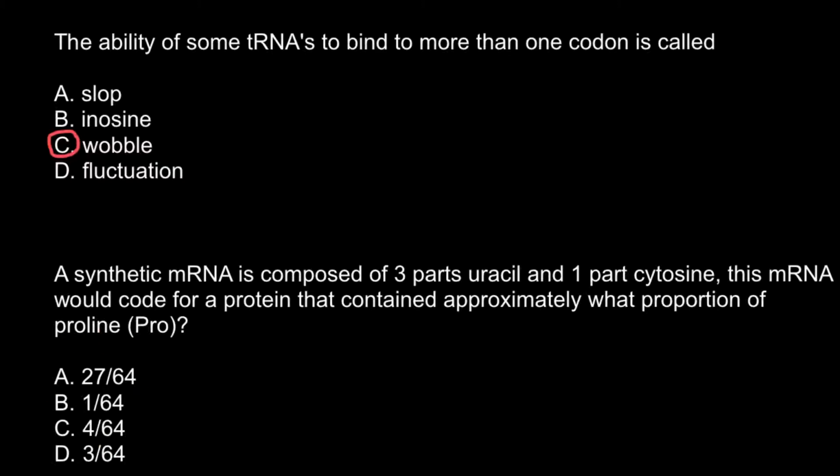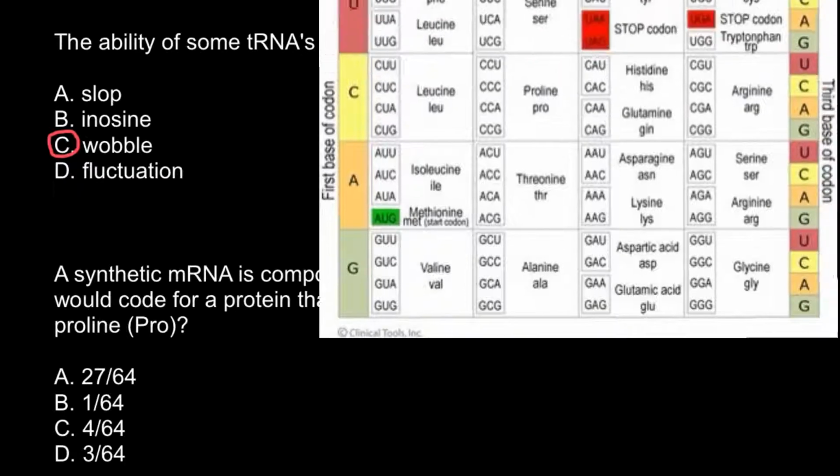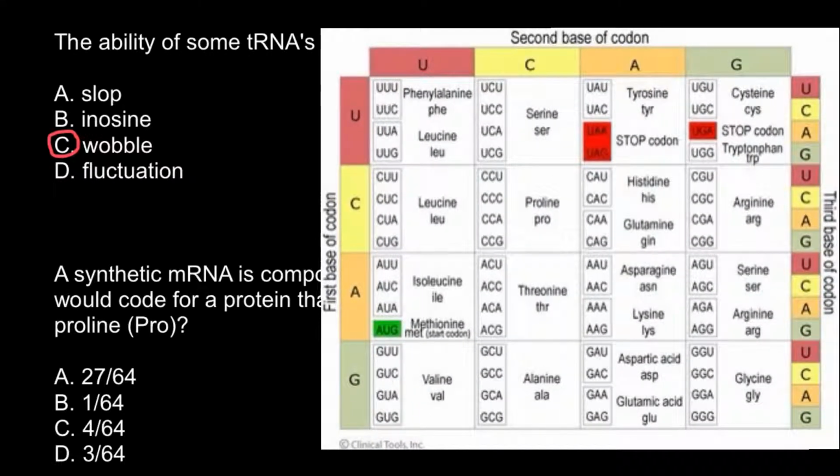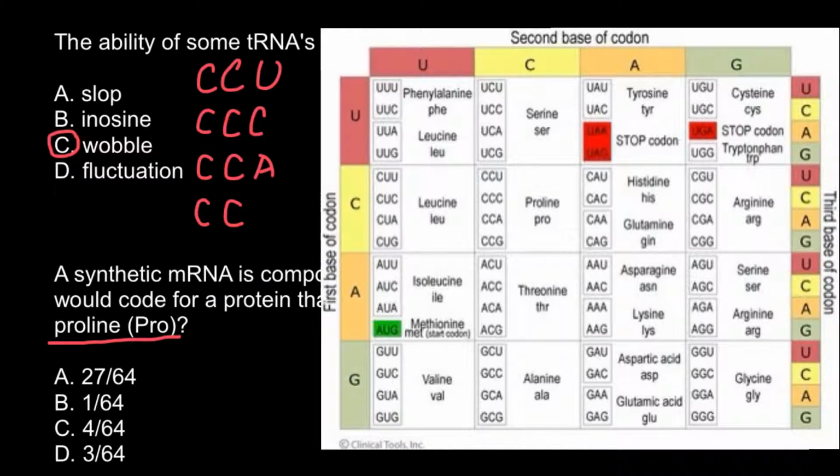Once again, in order to solve this problem, we need a codon table. So here is the codon table. We are looking for proline, and here is proline. It is coded by 4 codons, or 4 three-nucleotide sequences. Let's write down these sequences. The first one would be C, C, U. The second one would be C, C, C. The third one would be C, C, A. And the fourth one would be C, C, G.